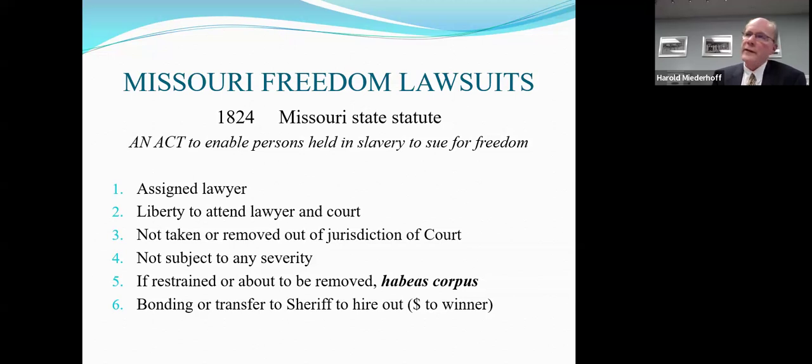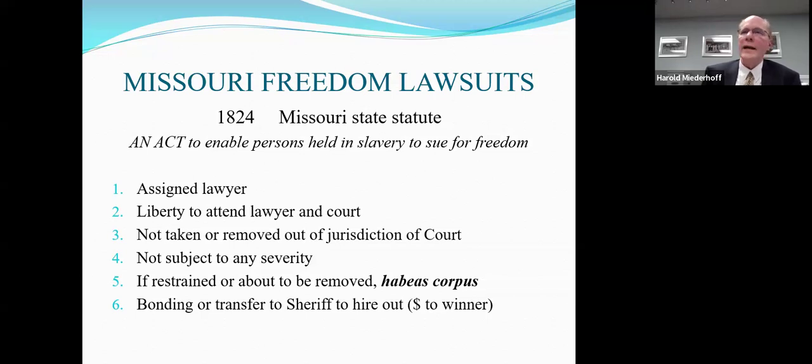The slave was given the liberty to meet with the lawyer and come to court. So the master had to allow the slave to attend to see the lawyer and to come to court. And the law said that the master, the owner, could not take the slave out of the state, out of the jurisdiction of the court. And then the language here says the slave shall not be subject to any severity. No punishment for filing a lawsuit, basically.